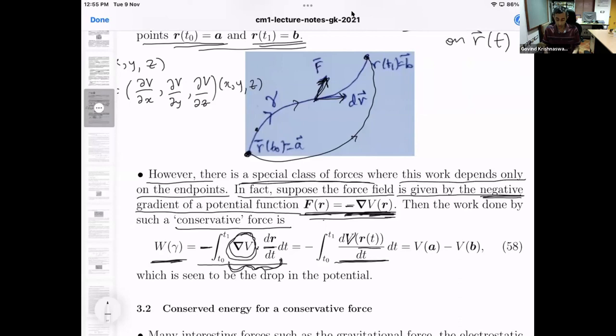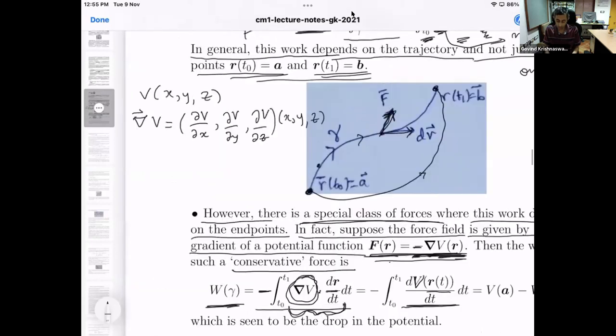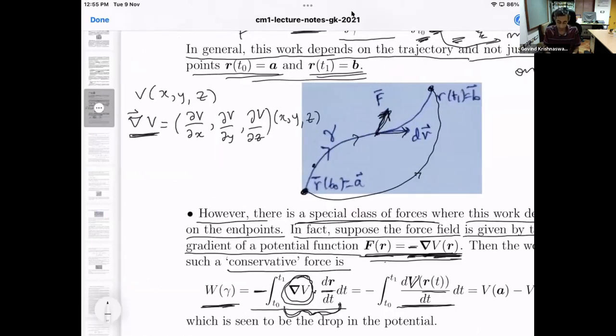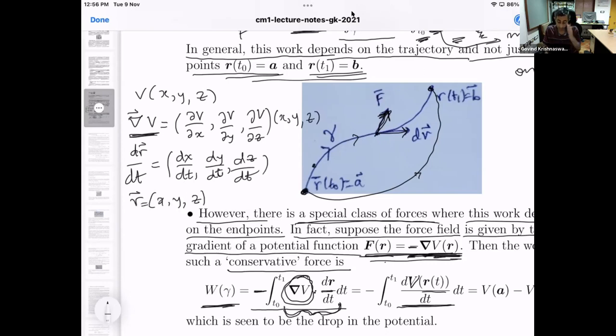I think I should explain that in a moment. So here I wrote the formula for grad V. This is grad V. Similarly, we have dr dt. Let me suppose that that is given then by dx dt, comma, dy dt, comma, dz dt. So r is equal to x, y, z. All of these are functions of time. That is what tells you what the trajectory is. At each point along the trajectory, the position vector r has the components x of t, comma, y of t, and z of t.